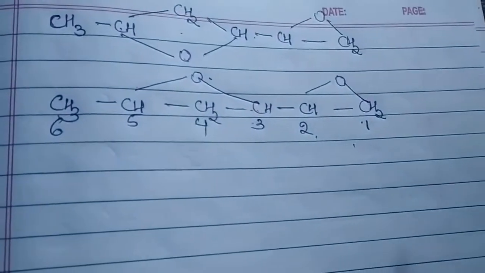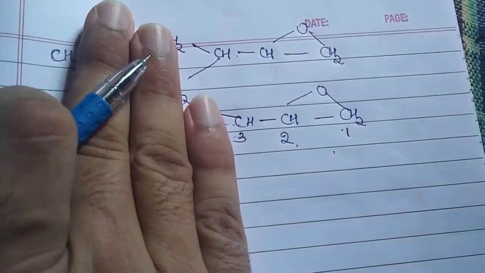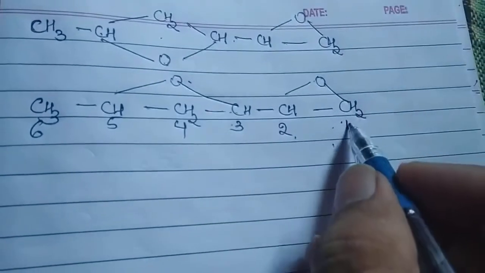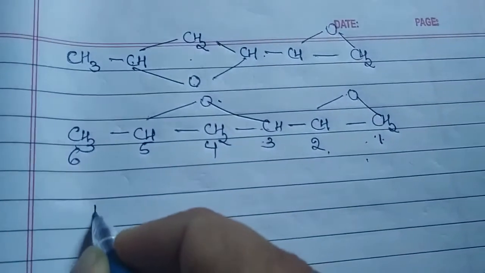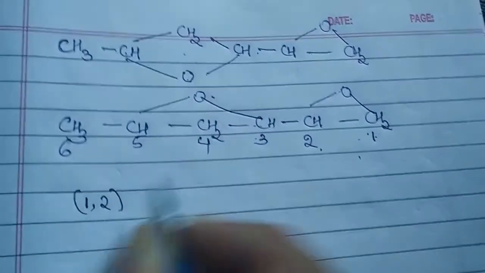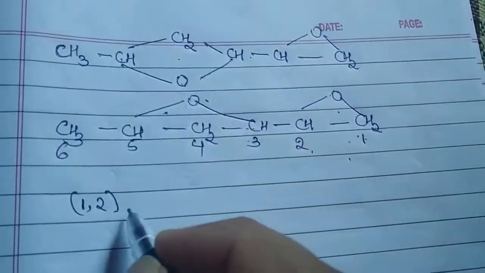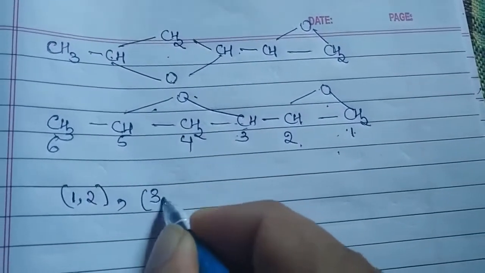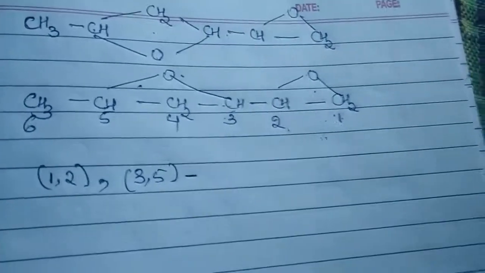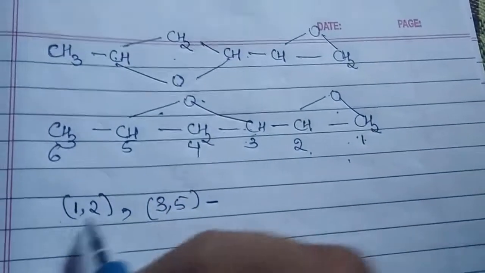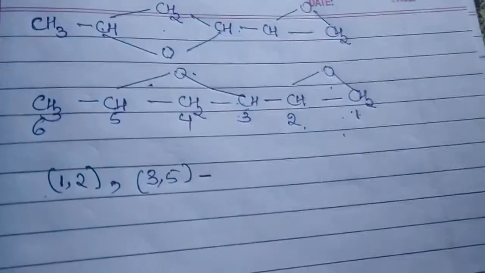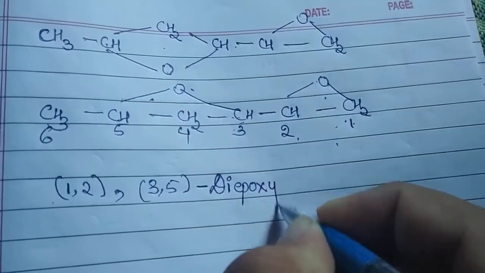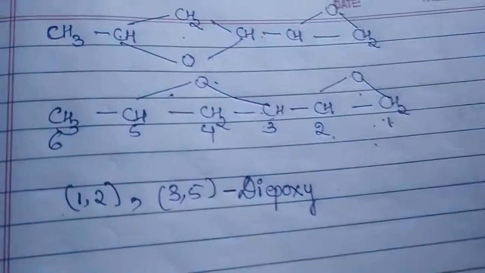So now what is your first task? If there was only one epoxy group, what have I done? First I have to write the numbers to which your epoxy group has been attached. So of course from here I have numbered. So first is 1, 2. But one more epoxy group is there, so what will I do? Comma, 3, 5. So 1, 2, 3, 5. I have got a hyphen. So what are those? 1, 2 and 3, 5. What is there? Yes, epoxy. How many epoxy? Di-epoxy.